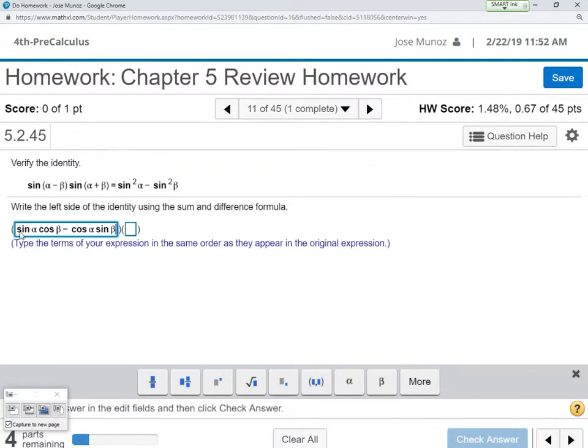Oh, I've got to put it in parentheses, don't I? You're going to do parentheses there. And for the other one, would you call those formulas the sum difference formulas? Yeah, the formulas where it's like cosine of alpha plus beta equals cosine alpha cosine beta minus sine alpha sine beta. That's a sum difference.